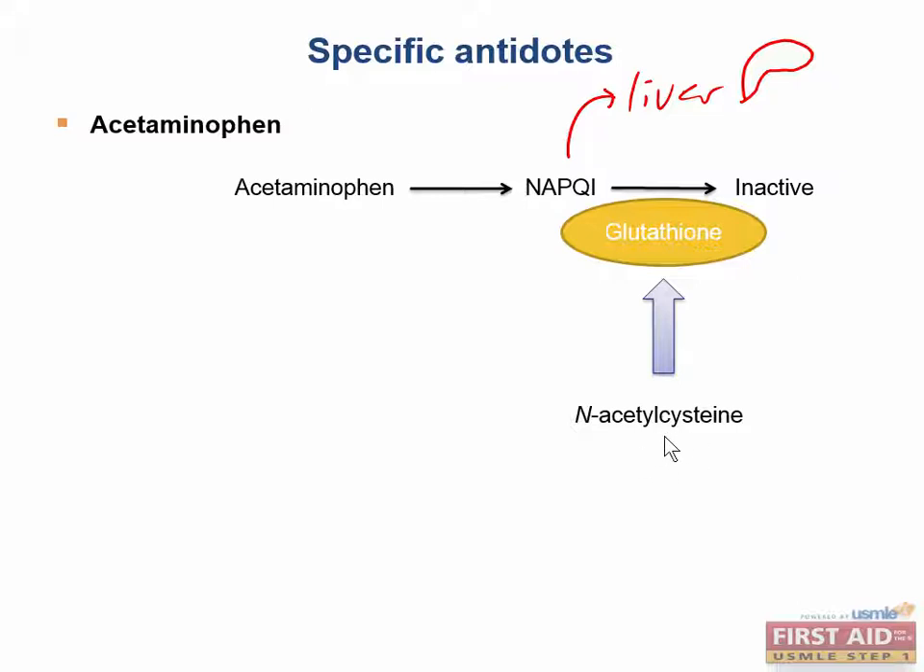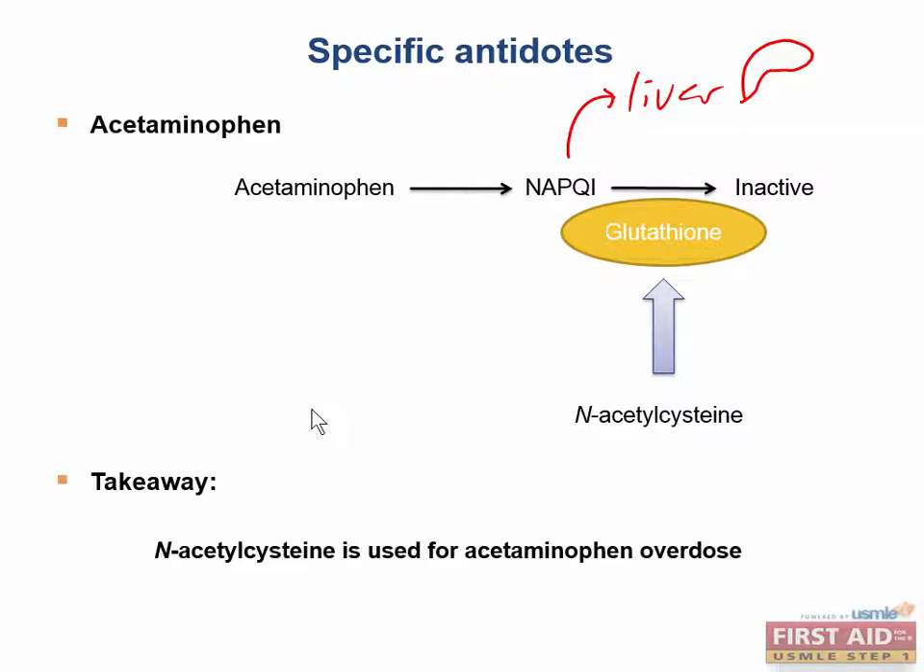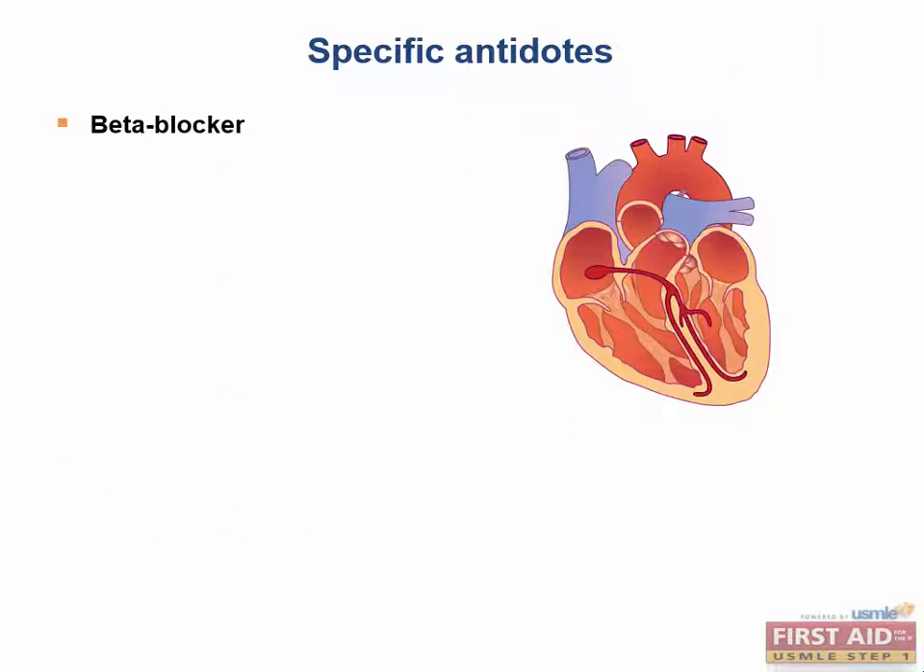So what's the take-home message? Well, just remember, in cases of acetaminophen poisoning, N-acetylcysteine is going to be used to replenish our glutathione levels, which is a protective agent.